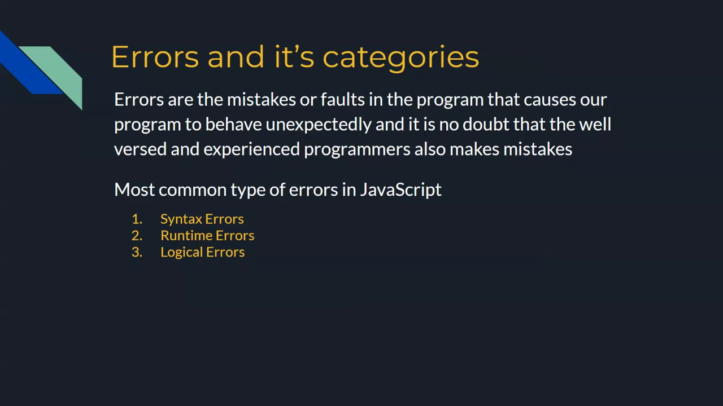So what is an error? Everybody knows errors are mistakes or faults in the program that cause our program to behave unexpectedly. And it is no doubt that well-versed and experienced programmers also make mistakes. This is a generic definition. The most common types of error in JavaScript are syntax error, runtime error, and logical error. There are many other errors, but these are the most common types you face in real time. So let's go and see what a syntax error is.